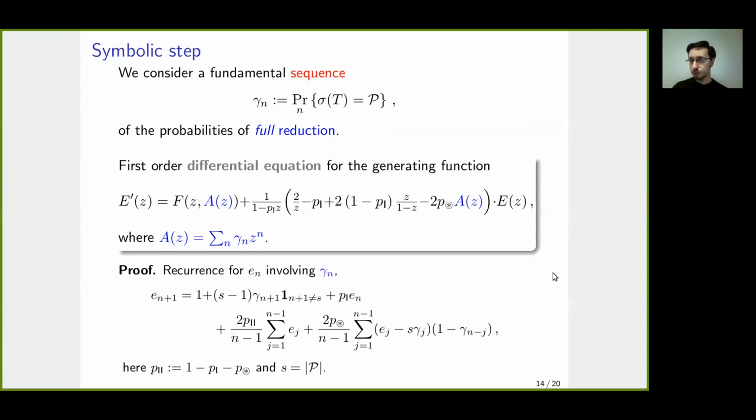And well, the proof goes through a recurrence relationship because gamma of n, the probability of full reduction, comes up naturally because the fully reducible trees actually correspond to a base case for the reduction procedure in a way. So if you have your reduced trees, your leaves could be original leaves or the absorbing pattern.